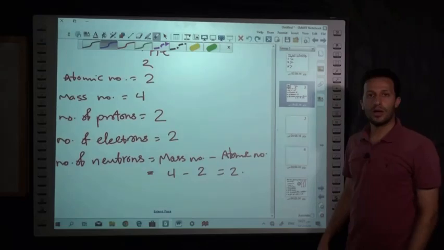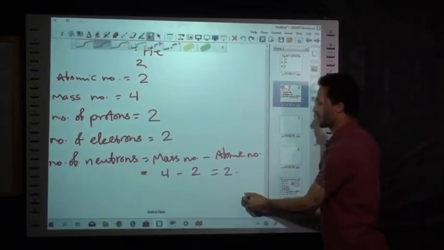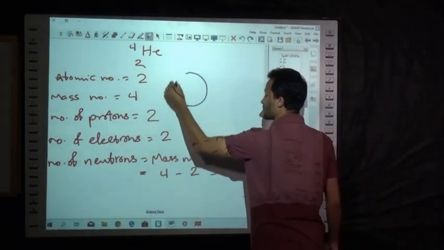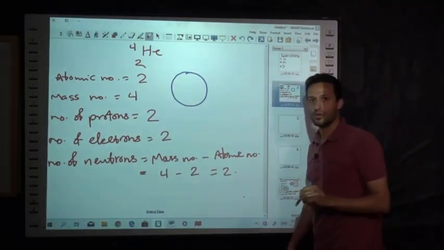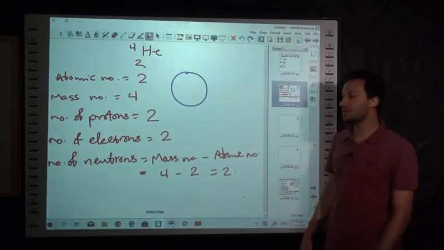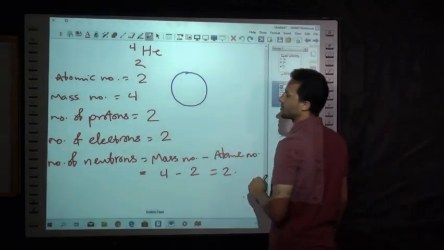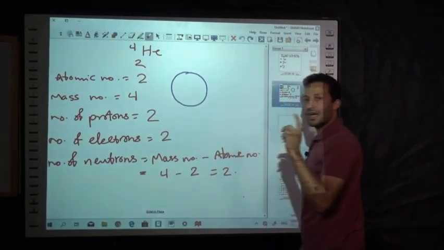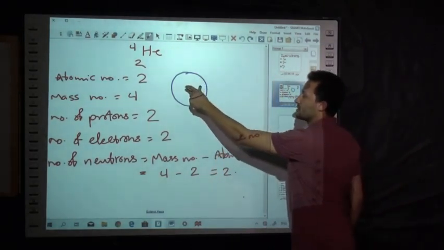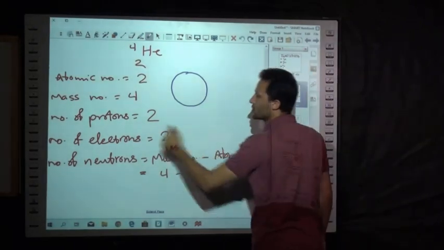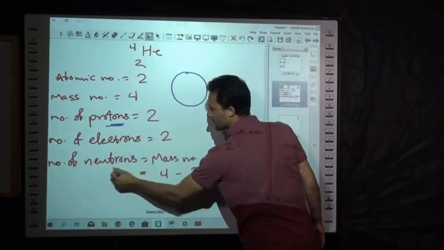Now let's draw our electronic configuration. First of all, you have to draw the nucleus. We said before that an atom consists of a nucleus at the center surrounded by electrons. So this is our atom, the atom of helium. And we said before that the nucleus of an atom contains protons and neutrons.